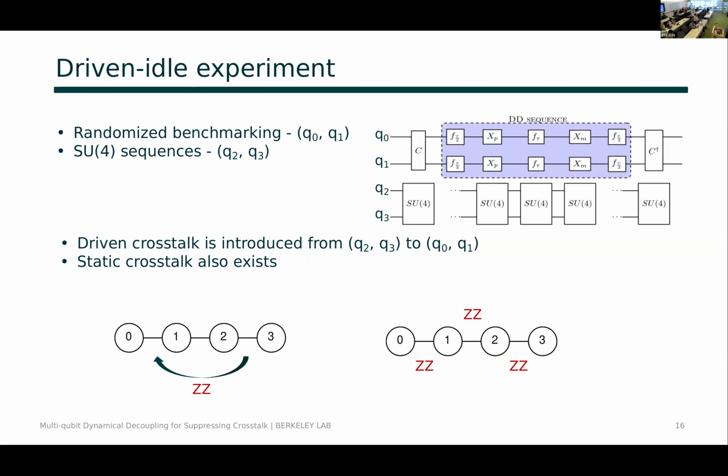And the static ZZ crosstalk exists between these neighbor qubits. The second one is this driven idle experiment. For the first qubit pair, it's still the RB circuit, but for the second one, it has these random SU4 gates, which can continuously introduce some driven crosstalk to the first qubit pair. So now we have not only driven crosstalk, but also this static ZZ crosstalk as well. And we call it driven idle experiment.